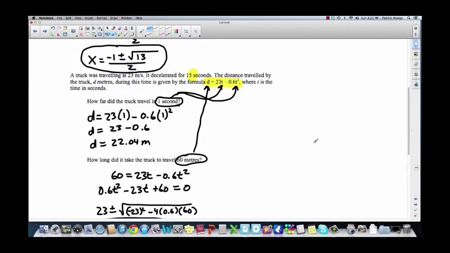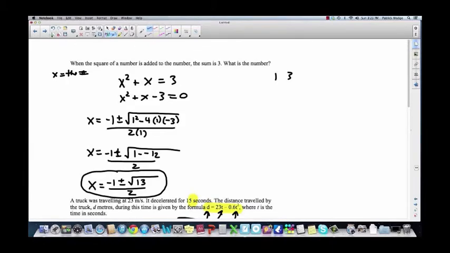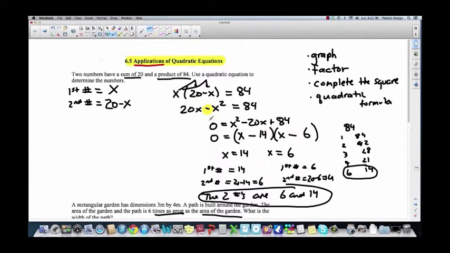Alright, hopefully you get the sense. I know they're somewhat difficult to figure out what the equations are, but once you have the equations, you know how to solve them. You're going to solve them using these wonderful methods here, especially factoring and the quadratic formula.